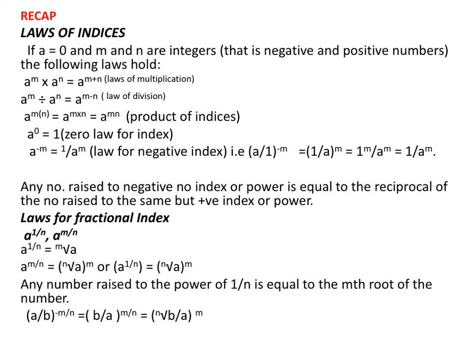a raised to power m bracket n is equal to a raised to power m times n, which is equal to a raised to power mn. And this is the law of product of indices. a raised to power 0 is equal to 1. And this is the zero law for index. a raised to power minus m is equal to 1 over a raised to power m. And this is the law for negative index.